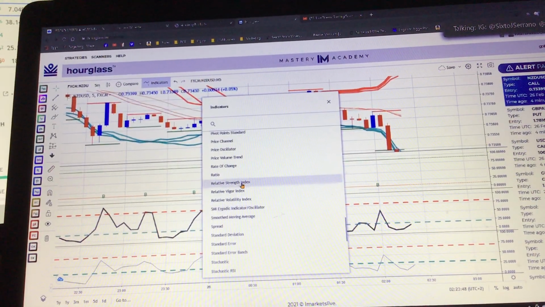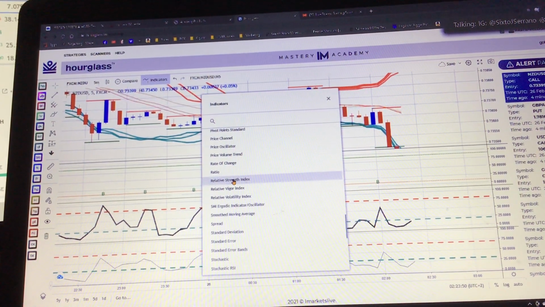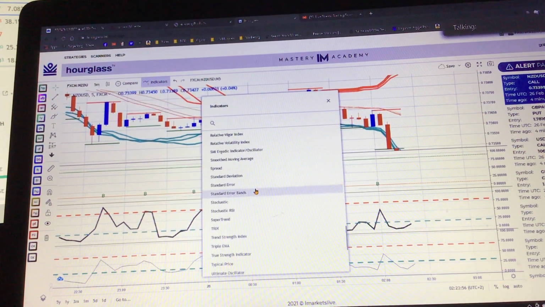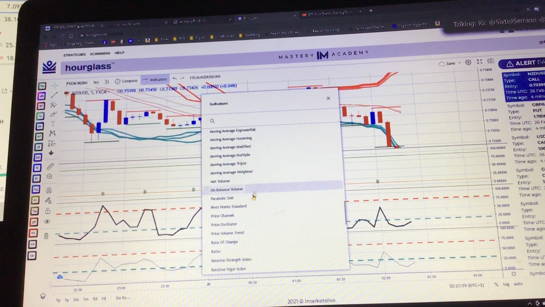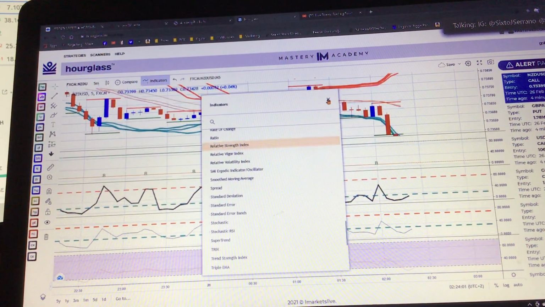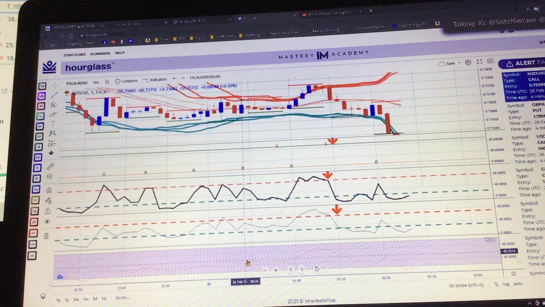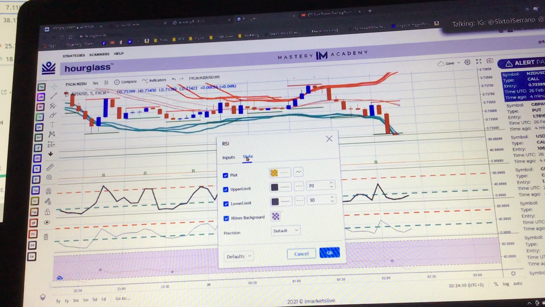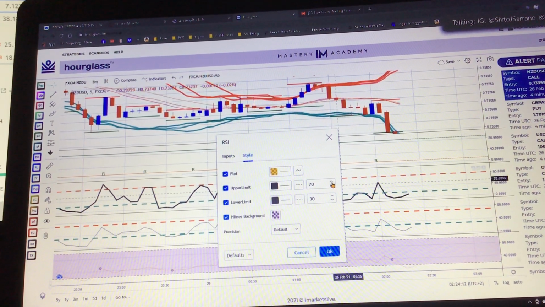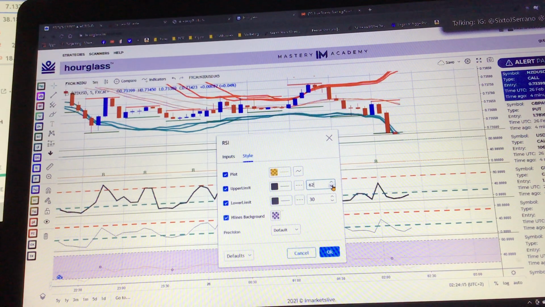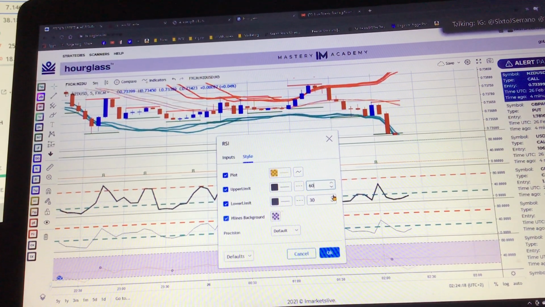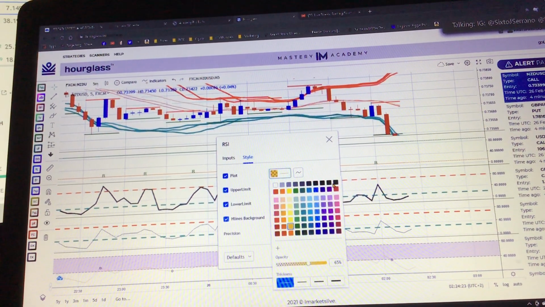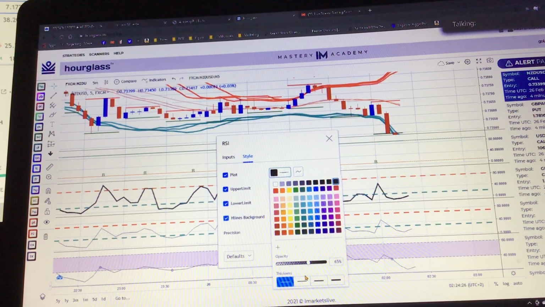RSI, Relative Strength Index, all right? So you guys saw where I went. I went to indicators, scrolled down, and you go to Relative Strength Index, add that. So now what I do is I double click on it to open up the settings, and upper limit, bring that down to 60. Lower limit, bring that up to 40. Okay, and then I just change the color to black so I can see it.